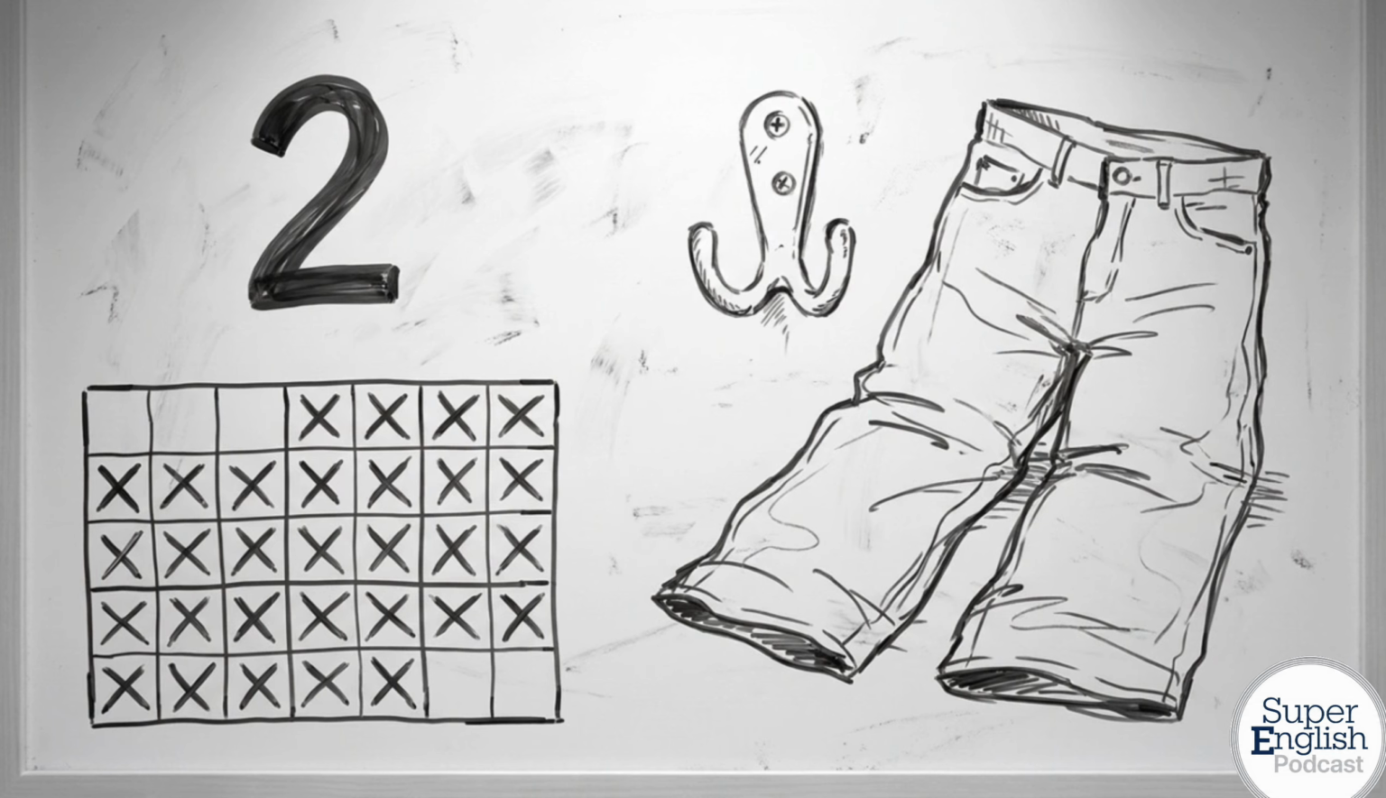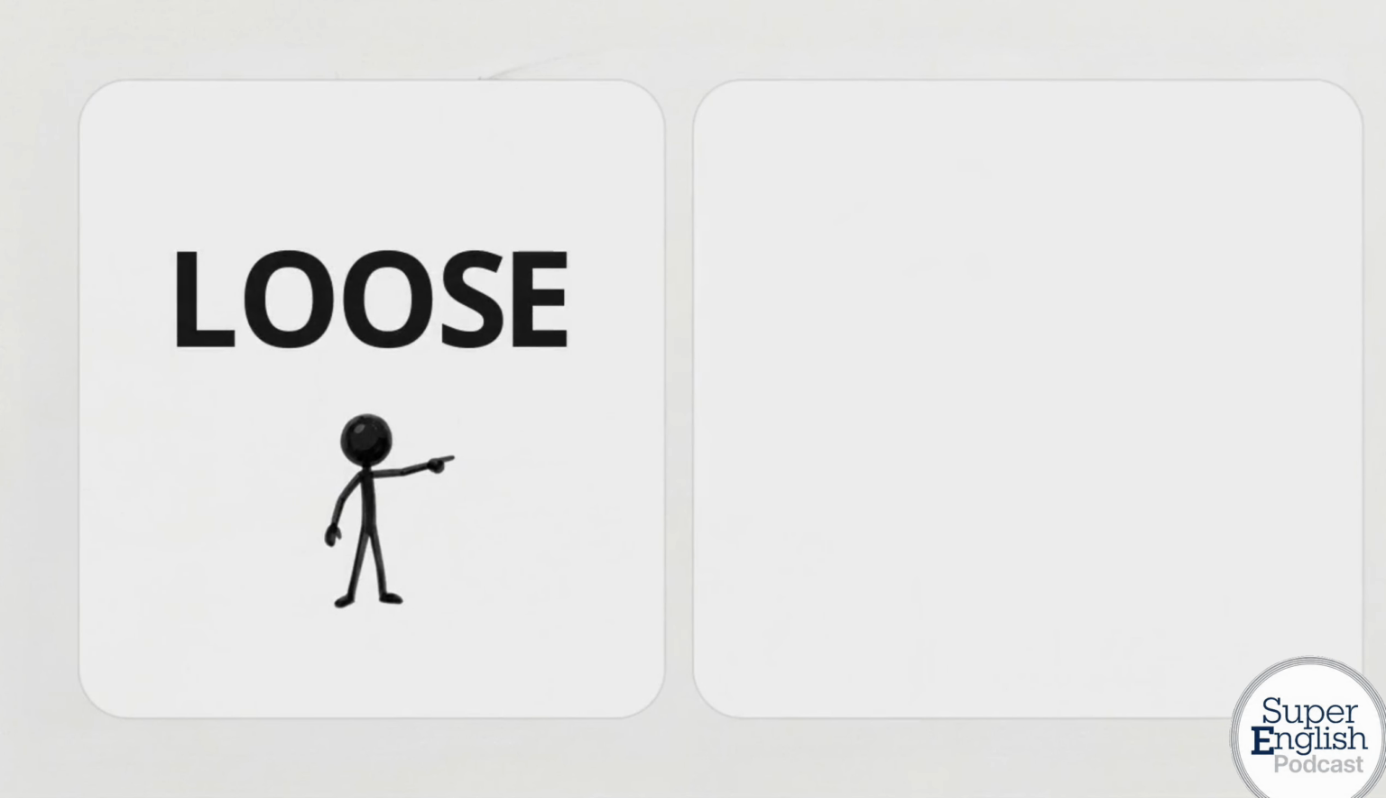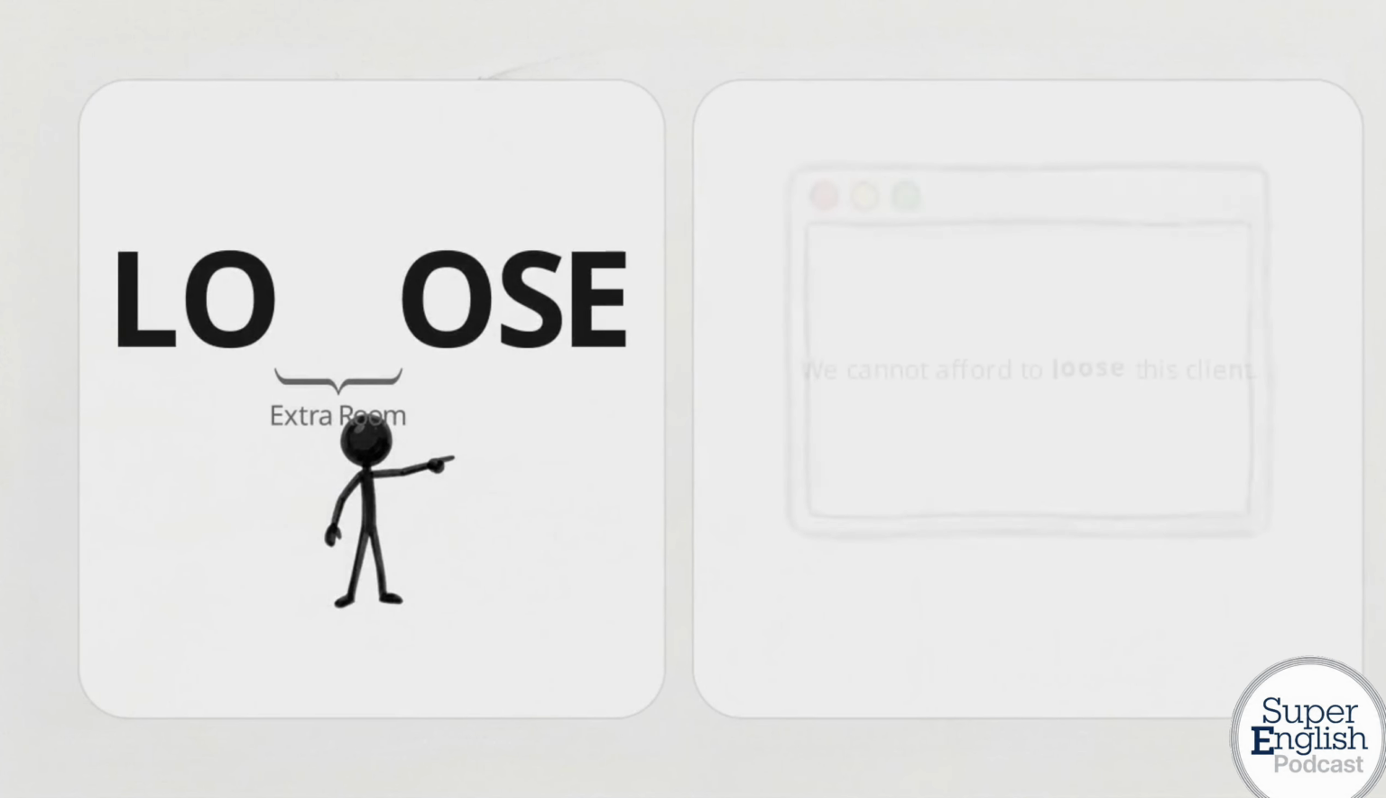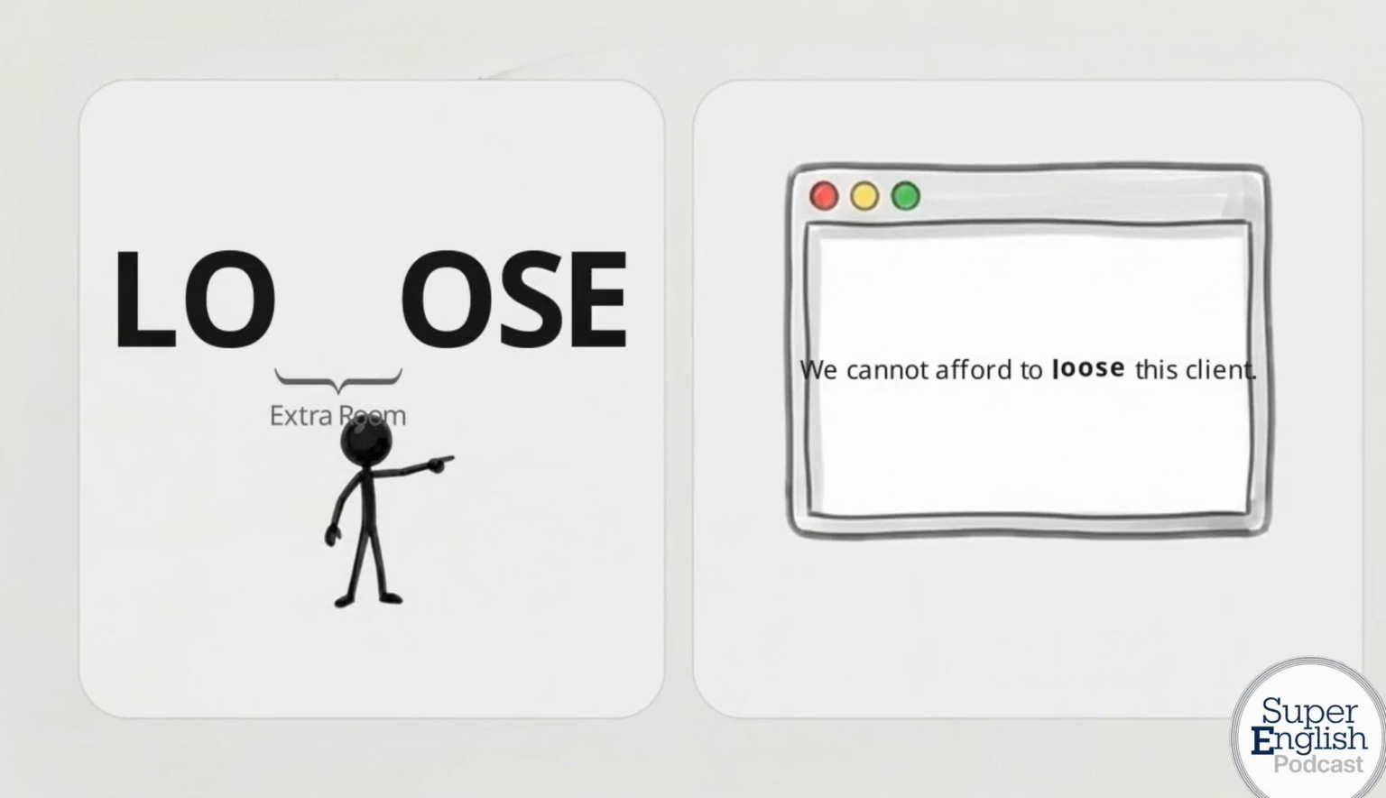Step 2 targets lose versus loose. This error happens daily because writers confuse misplacing an item with describing physical size. Loose, with 2 O's, describes something not tight. It has extra room, hence the extra O. Lose, with 1 O, means misplacing something. The draft shows failing to keep a client, not clothing. We remove the excess letter, correcting it to lose.